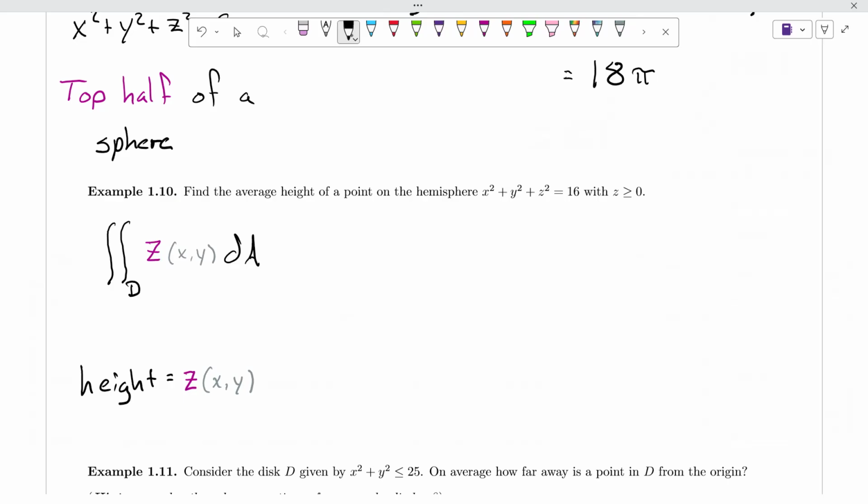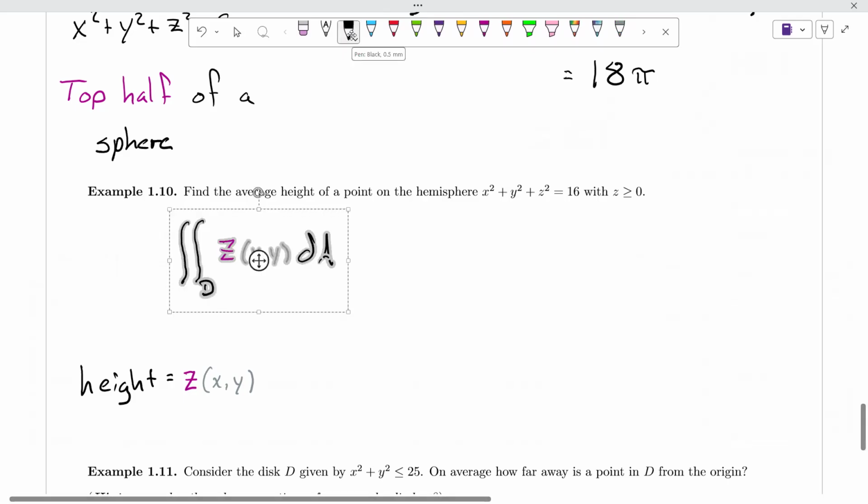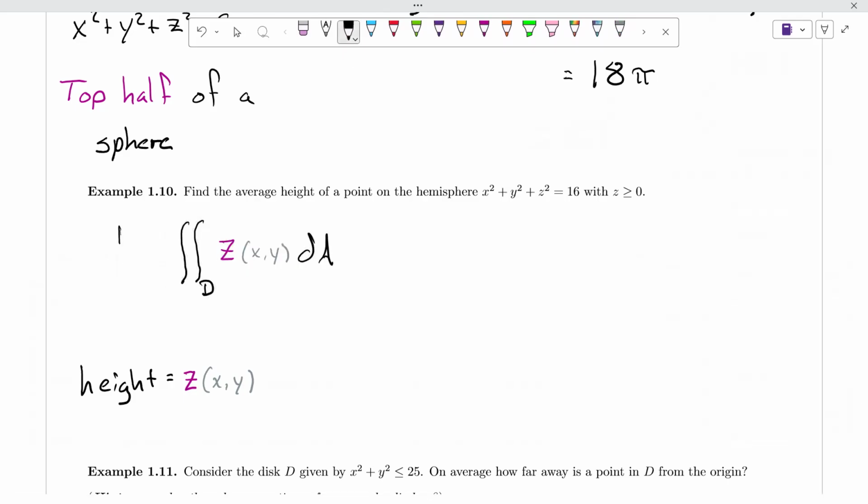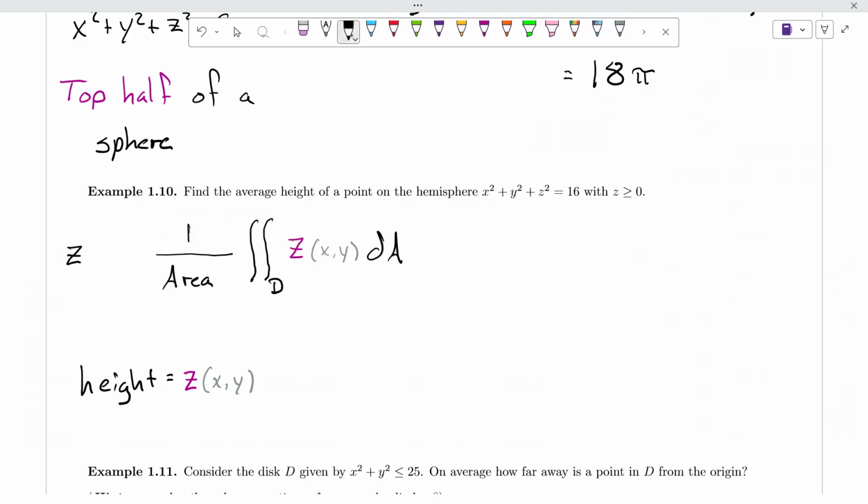If that's the integral of my height, and I want the average height, I should just divide that thing by the area. Right, because that was our average value calculation. So actually, I'm going to slide this over one more time and call this z average. Is that average height?